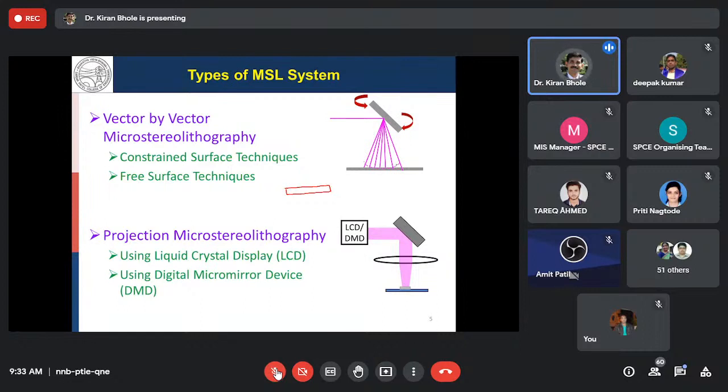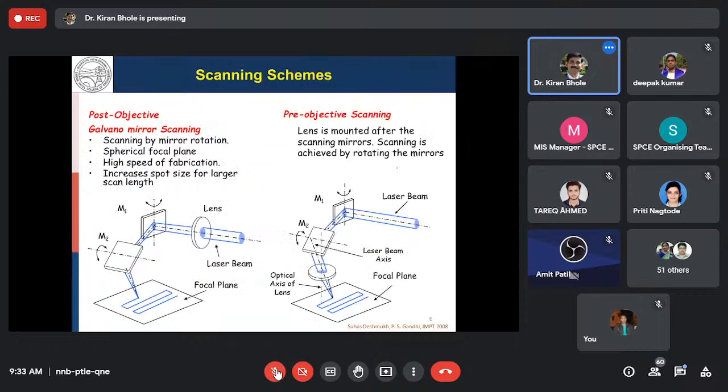All over the free resin surface, this particular focus spot does not remain constant. And based on this tilting of the mirror, there are many strategies, and these strategies are post-objective, pre-objective scanning, and so on. In pre- and post-objective galvanometer scanning, we have the scanning by mirror rotation. So we have the mirrors rotate, and when they rotate like this, M1 and M2, these are the two mirrors which we are rotating. Then we get the scanning of the laser light in the X and Y direction.